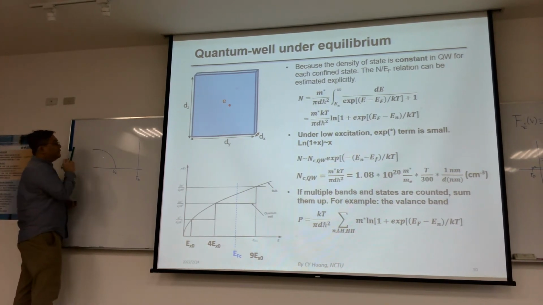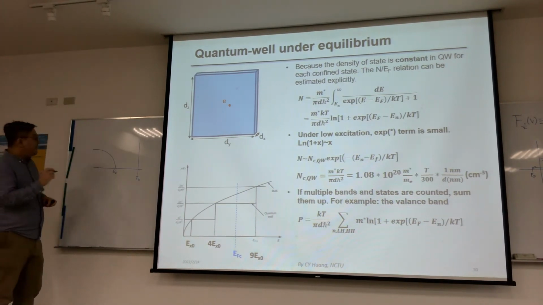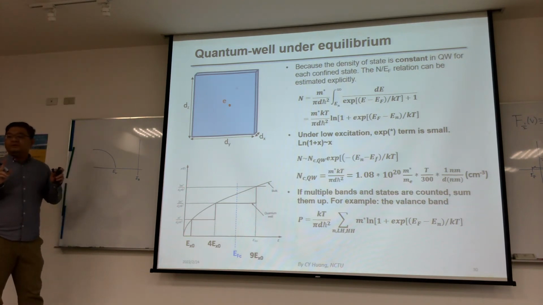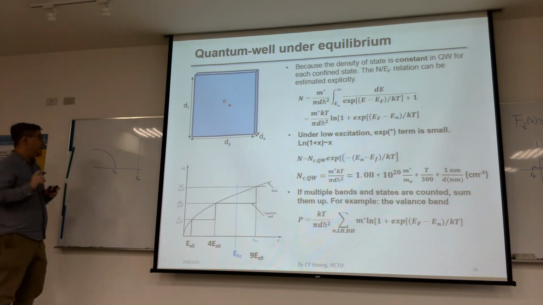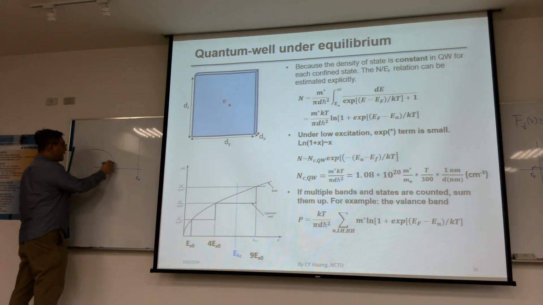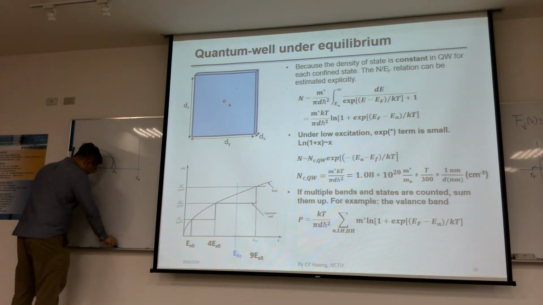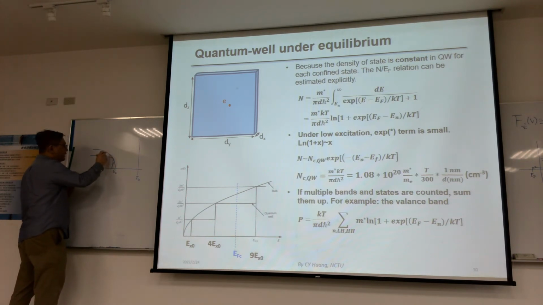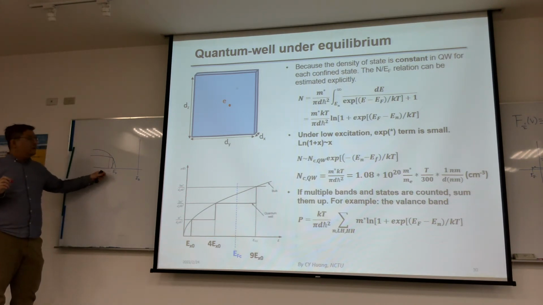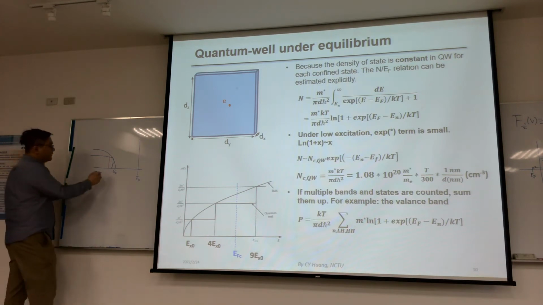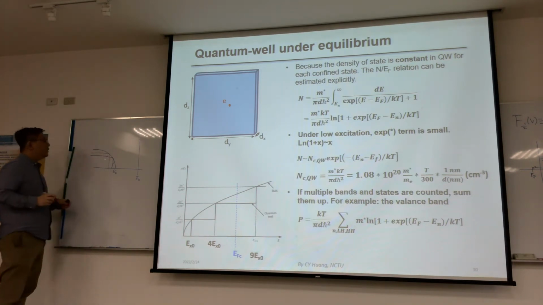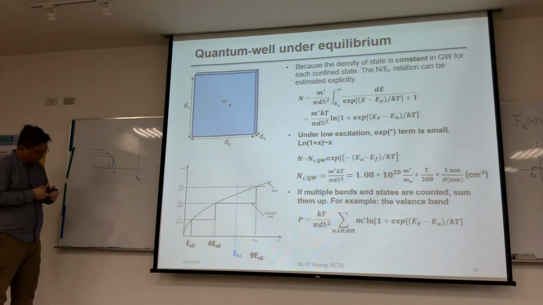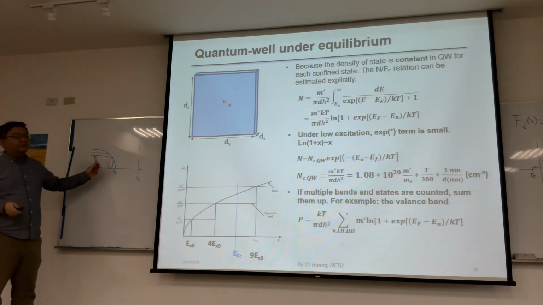However, for the heavy hole and the light hole, since they have two different effective masses, one probably looks like this, and the other one has a lower density, a different density of states. So you have a different ground state for that hole, so you need to calculate that separately.